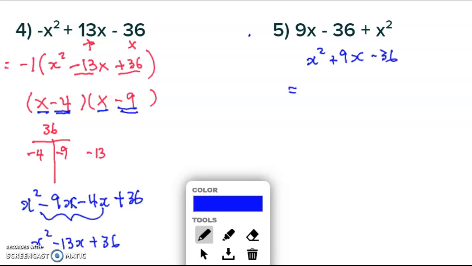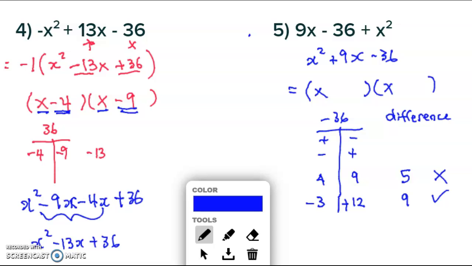Now I can factor. Okay, so I've already done the problem for you, where I start by writing my parentheses and the x's, and I'm looking for the product to be negative 36, which means I know one's going to be positive, one's going to be negative. So I get negative 3 and positive 12.